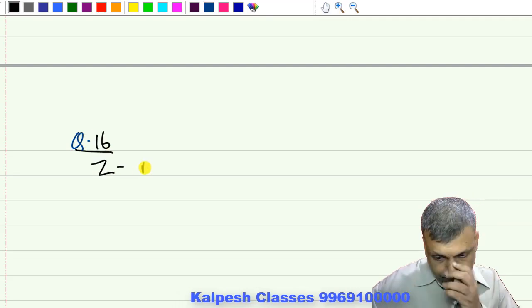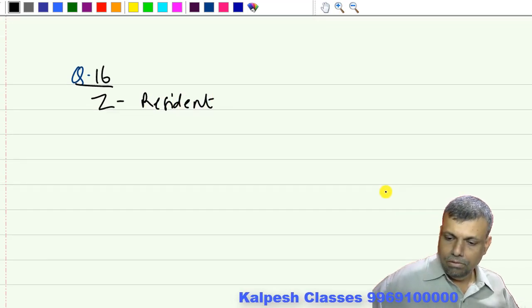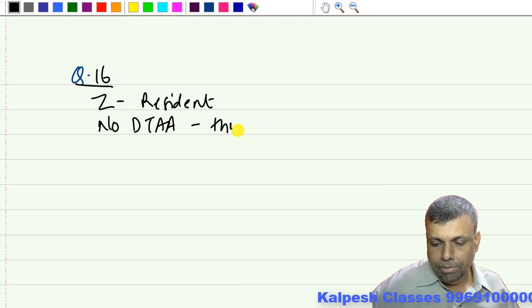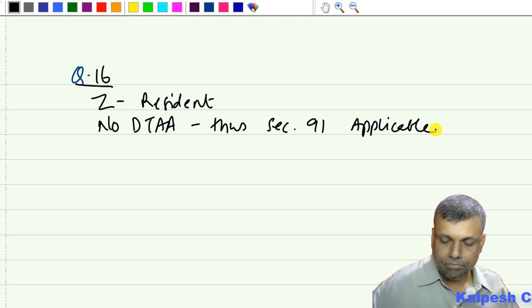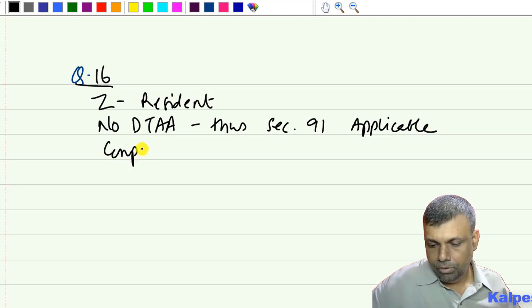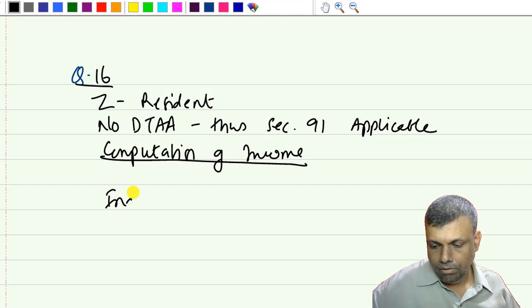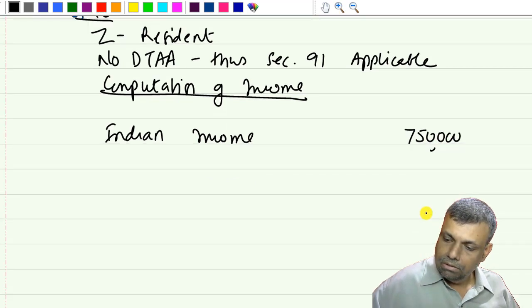Question ID number 16. Mr. Z, resident in India. India and that country do not have any DTAA. Thus, section 91 is applicable. Okay, computation of income. Indian income, 7,50,000.